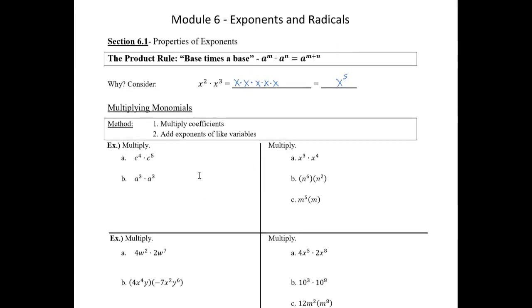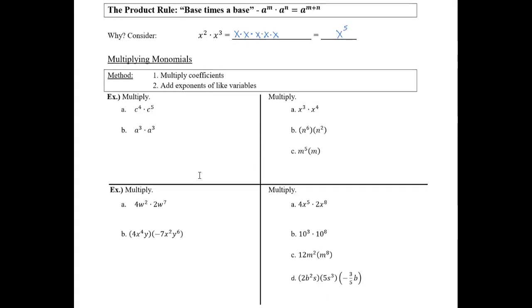If they have coefficients, you would multiply the coefficients separately. Let's look at some examples now. I have c to the 4th times c to the 5th. So I know I have 4 c's here and 5 c's there. Altogether, I'm going to have 9 c's. So c to the 9th power. 4 plus 5 is 9.